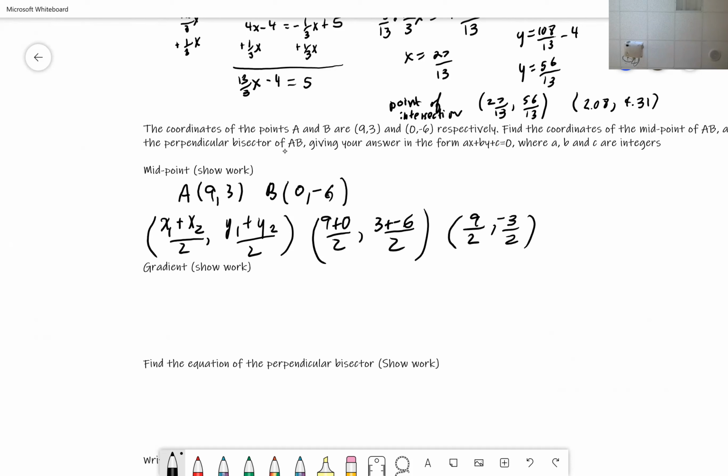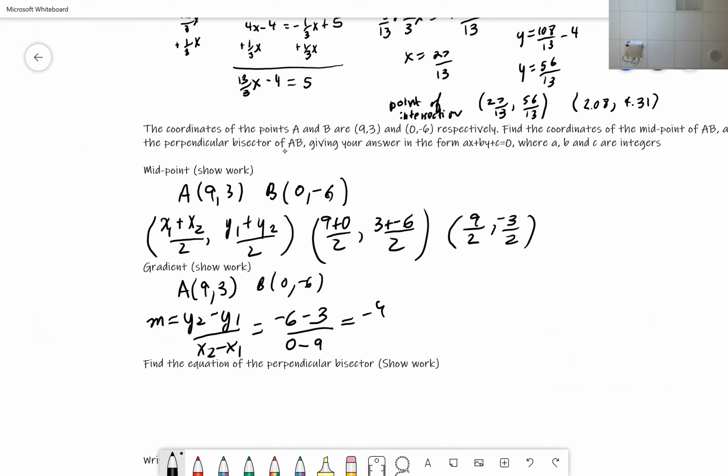All right. Now we're going to find the slope between these. The slope between A and B, so we've got A here, we've got B here. The slope is going to be y2 minus y1 over x2 minus x1. So that's going to be -6 minus 3 divided by 0 minus 9. That's -9 divided by -9, which is 1.